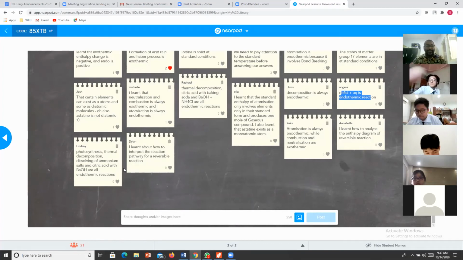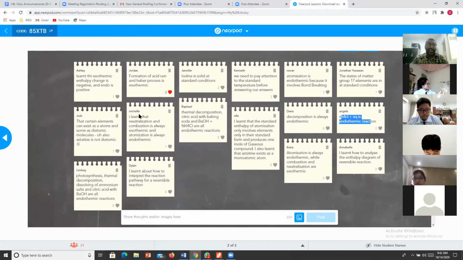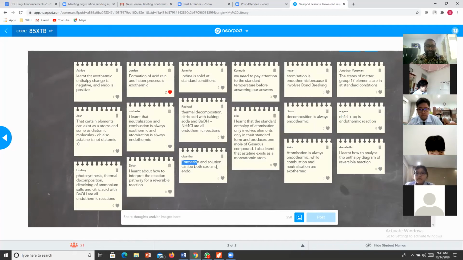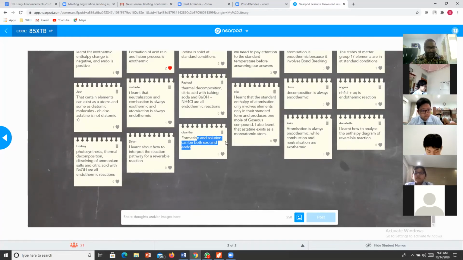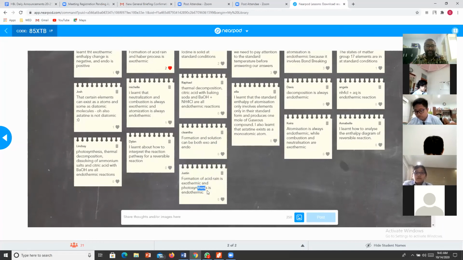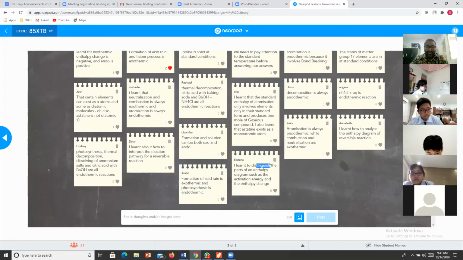We are still waiting. We have 21 students, but 1, 2, 3, 4, 5, 6, 7, 8, 9, 10, 11, 12, 13, 14, 15 only. Clienta mentioned formation and solution can be both exothermic and endothermic. Okay, good. What else? Formation of acid rain is exothermic and photosynthesis is endothermic. Good, Justin. I learned to distinguish the parts of enthalpy diagrams such as activation energy and enthalpy change. Good, Ellen.